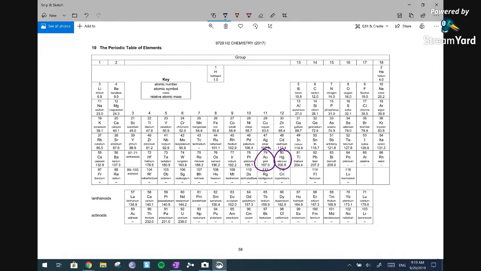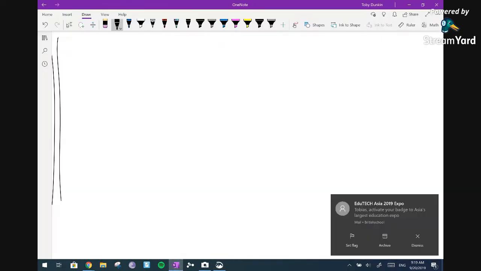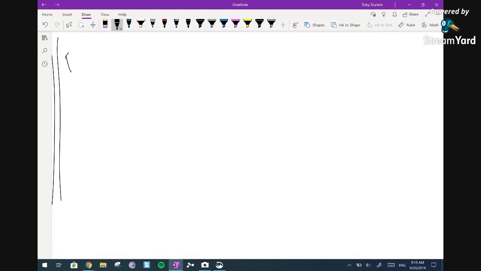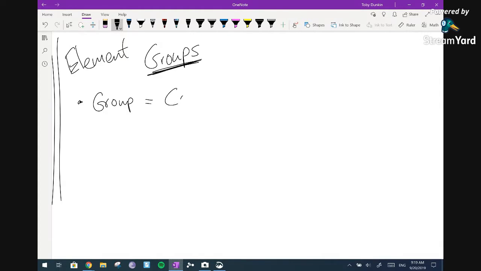So if we go element groups, and you'll notice I'm using this term, element groups, and I need to be very careful when I use this word, because this is the word that we now use for the groups of our periodic table, our columns, and we know this. A group on the periodic table, a group is a column. A group equals a column. A group equals a column.